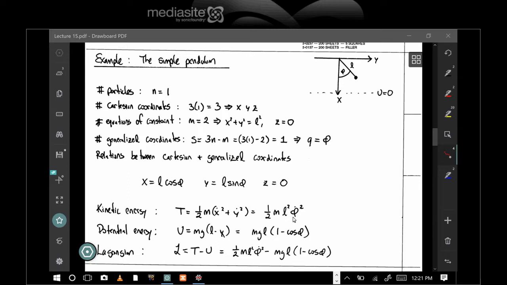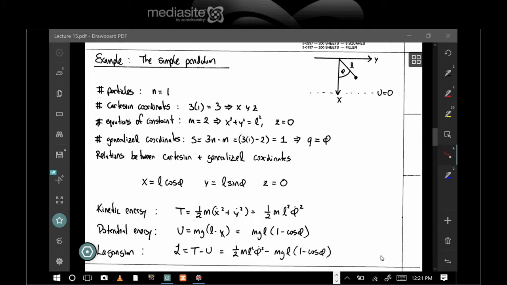Potential energy. mg, the height. The height is going to be L minus x, and I can just say that's just going to be mg 1 minus cosine. And again, I have in terms of my generalized coordinate. Lagrangian is just the difference between the two.